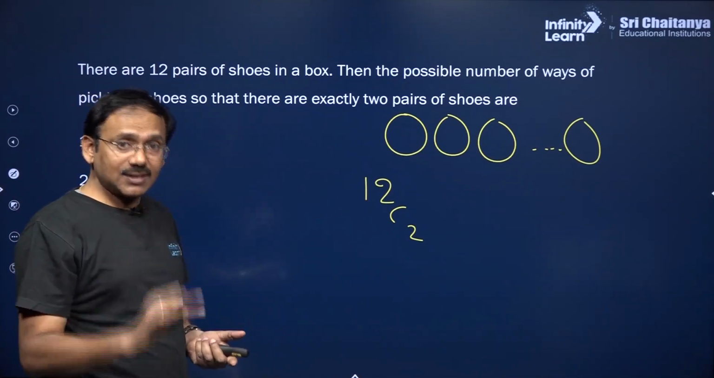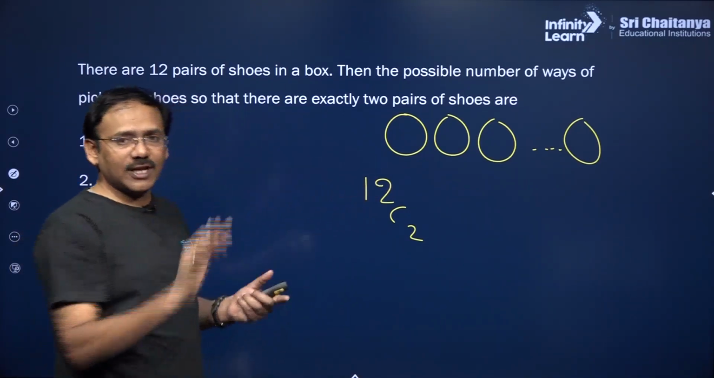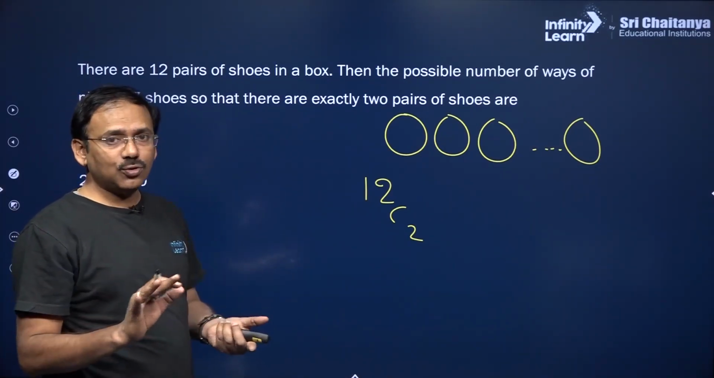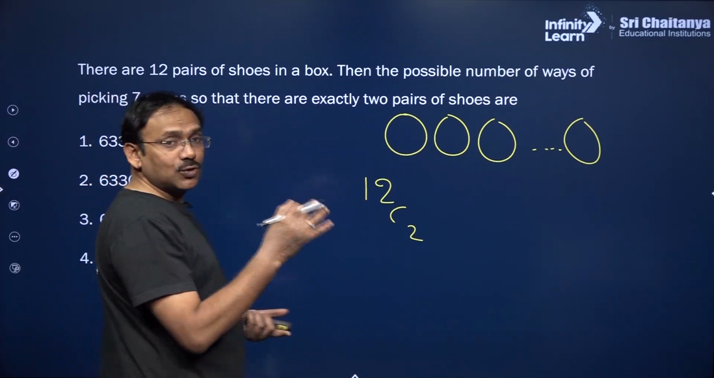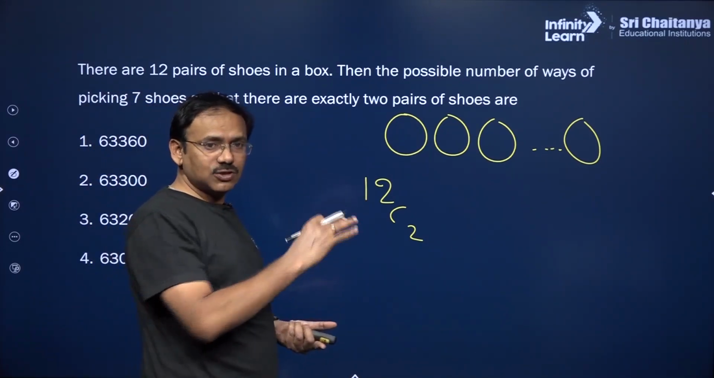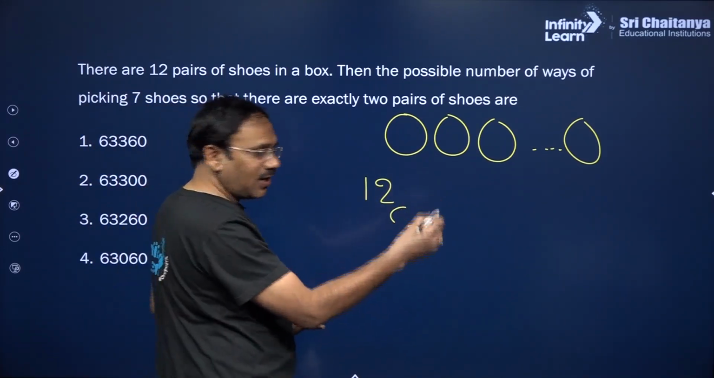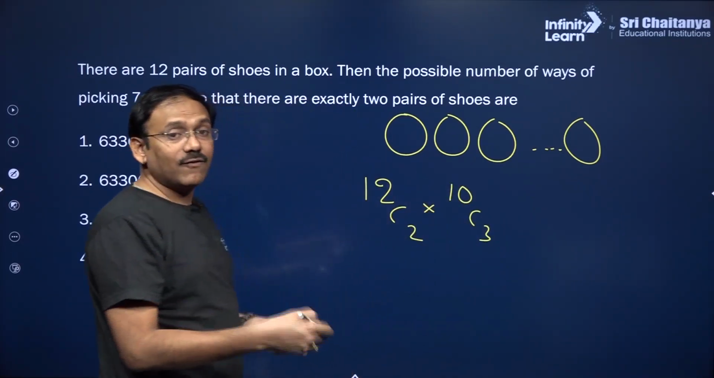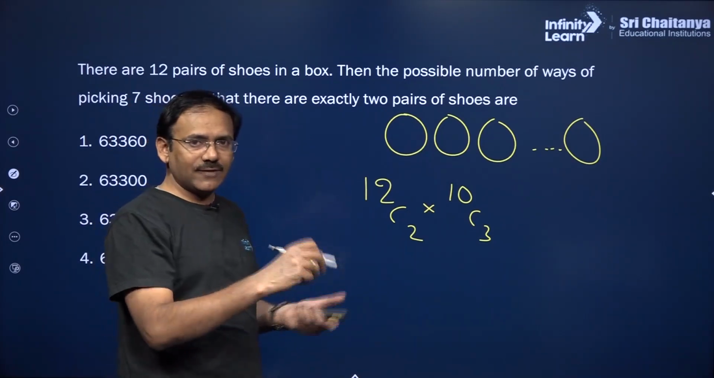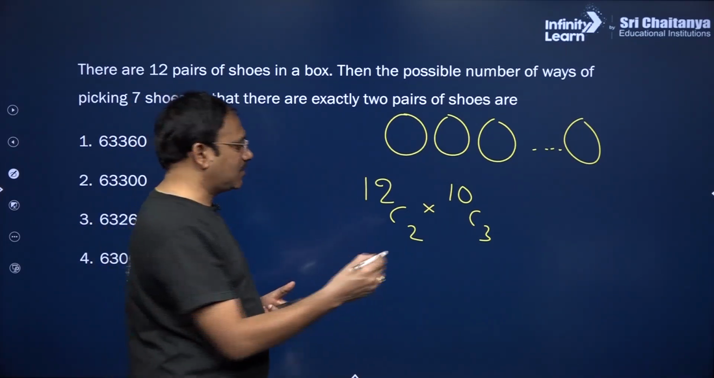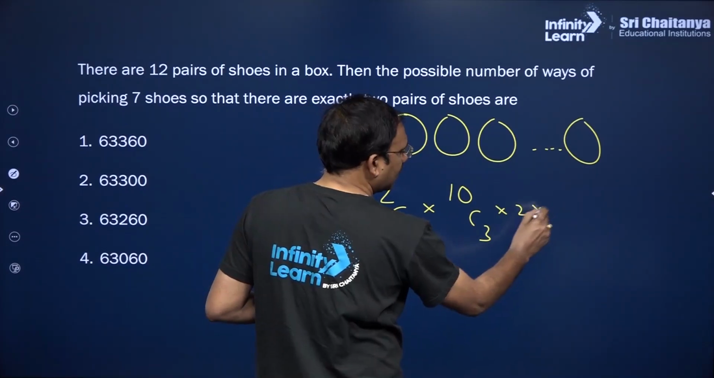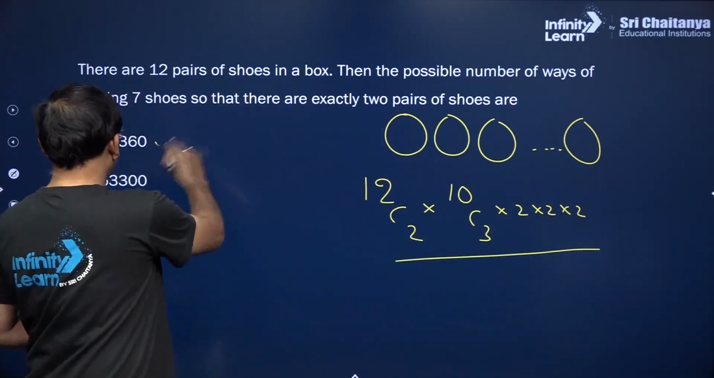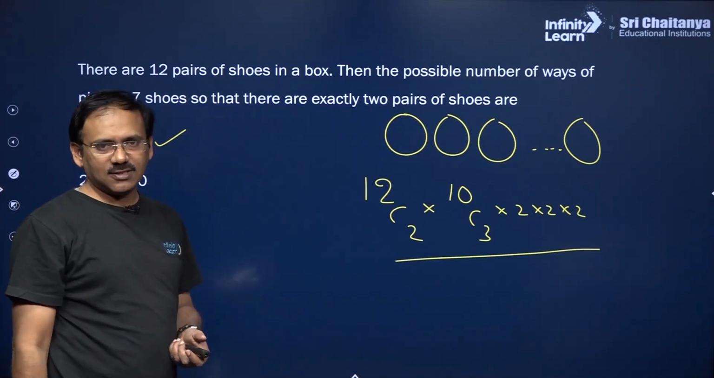Now you need to select 3 shoes from the rest of 10 pairs. So rest of 10 pairs 3 shoes, but no 2 shoes must be a pair. That means you need to take 3 different shoes from different pairs. So which 3? Select 3 pairs out of the 10. From these 3 pairs there will be 2 shoes, left or right, 2 possibilities. You can take left or right, left or right, left or right. So this is going to be your answer, my dear friends. Yes, 63360 will be the answer, right?